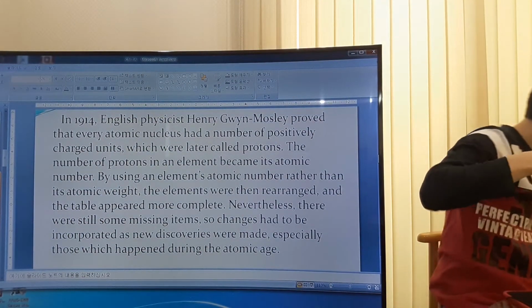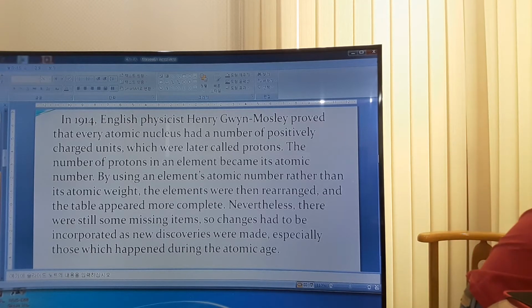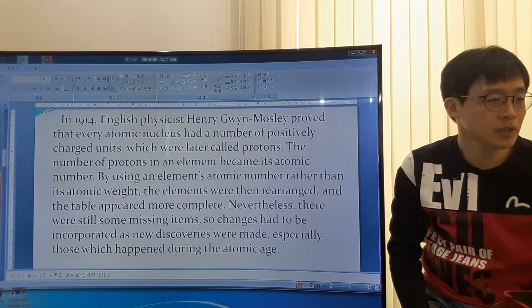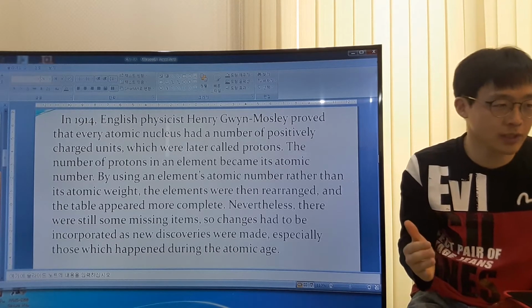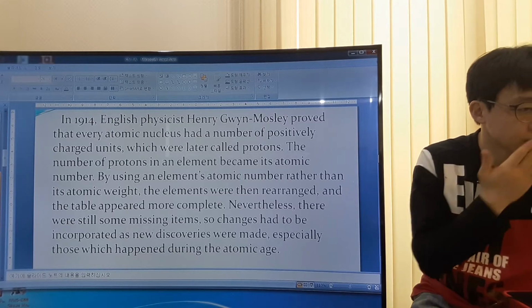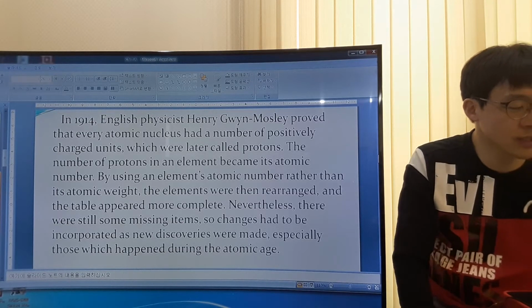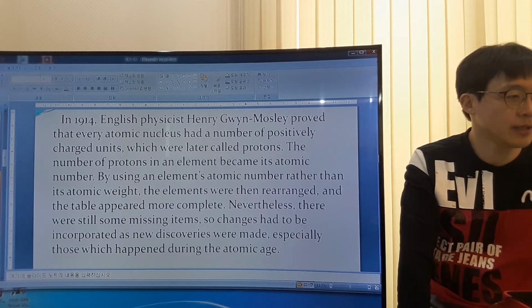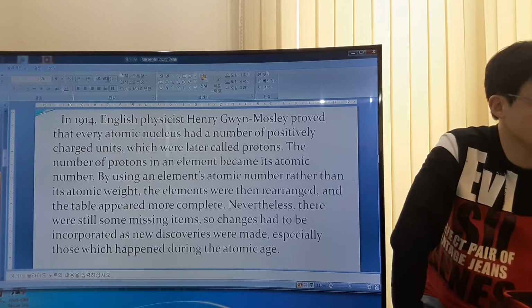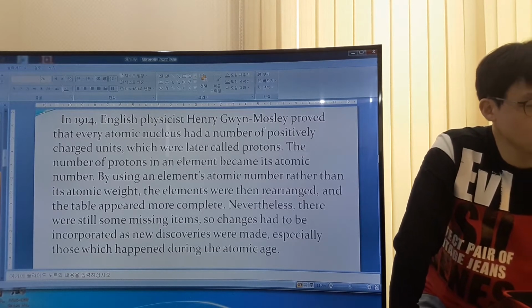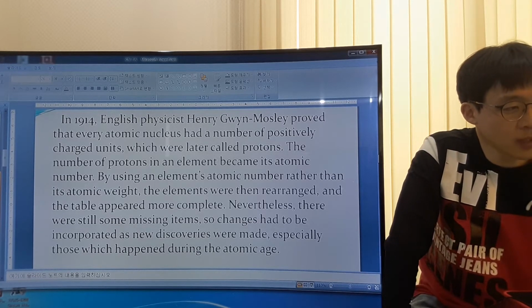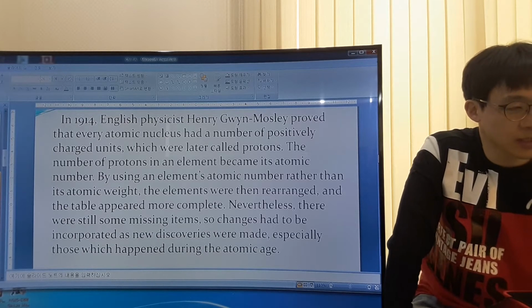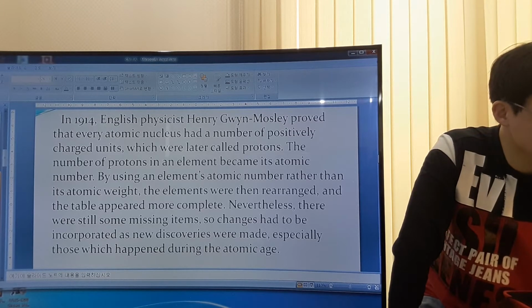Discovering nature, my friends, in this way. So what is this part about? This part is about the English physicist Henry Gwyn Moseley rearranging the periodic table of elements, and what he used was the number of protons in the atom as the basis of arranging.